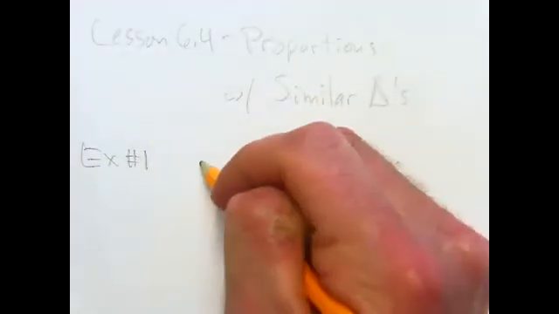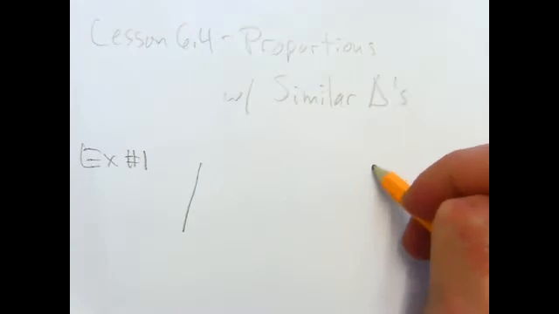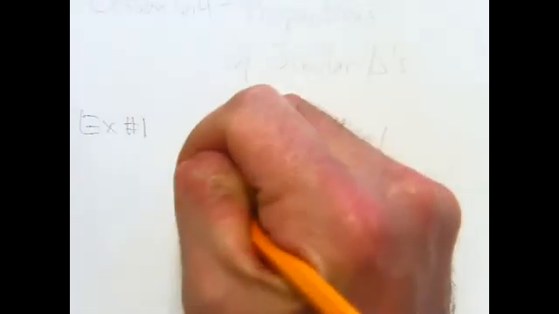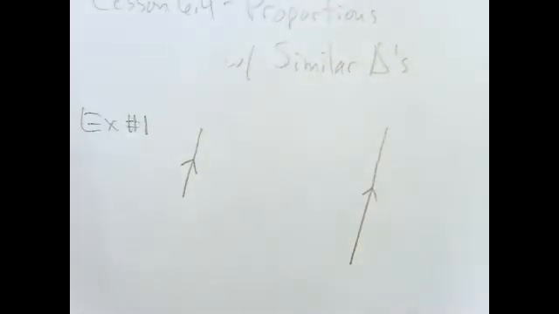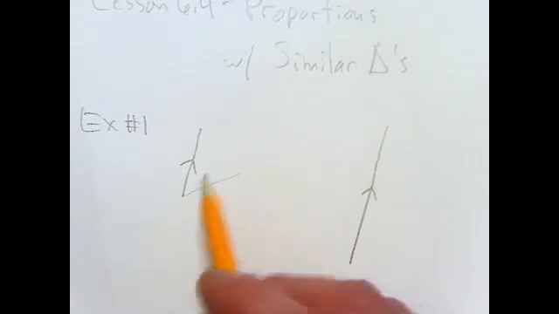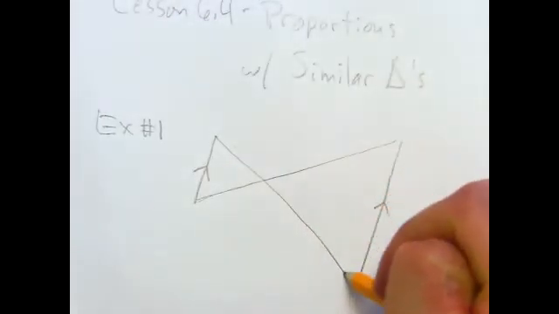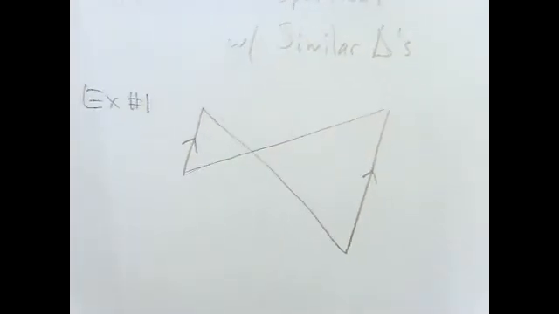For this first one, draw two parallel lines. Draw like a short segment and then draw a longer segment that are parallel like that. And then connect the ends to make triangles like that. Okay, those triangles are similar. There's actually enough information there to know that they're similar because angles are actually the same.